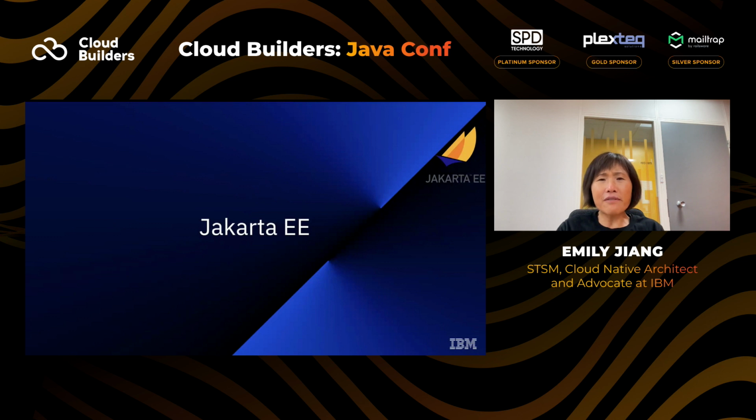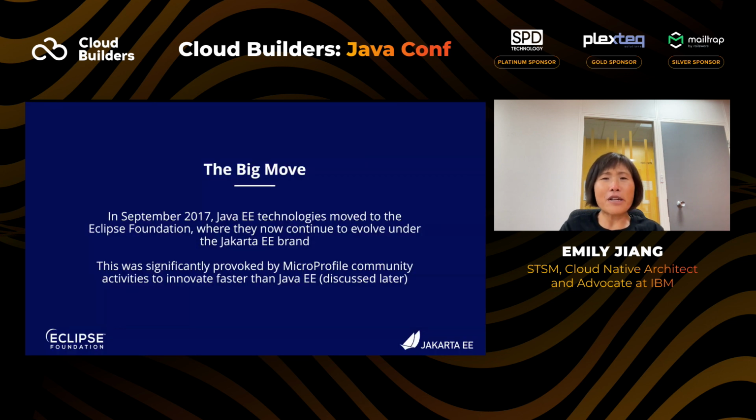Jakarta EE, if you have not heard of Jakarta EE, probably you have heard of Java EE. Java EE is basically discontinued. In September 2017, Java EE moved to the Eclipse Foundation, and also went through a rebranding. The new brand is called Jakarta EE. Jakarta EE is the successor of Java EE.